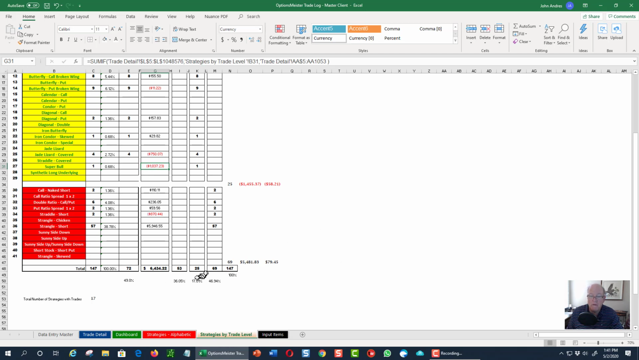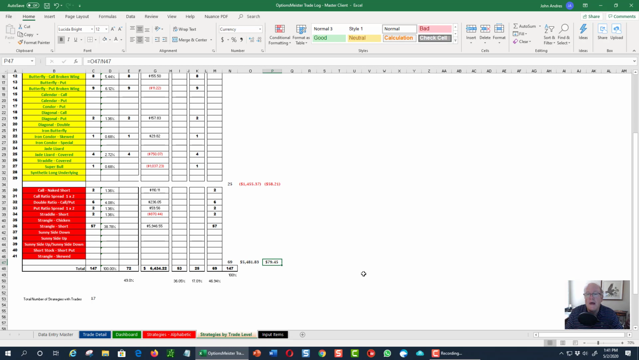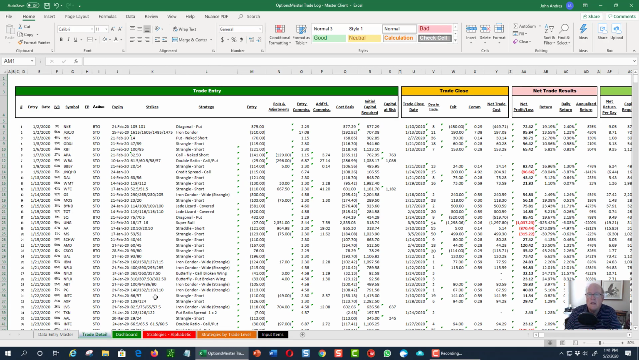And then down here, I've done 69 undefined risk strategies. They've been profitable, and that's the average profit per trade. So that's just a summary. As a byproduct of putting the data in the trade level, the trade detail tab, you get all that particular output unless you mess something up.